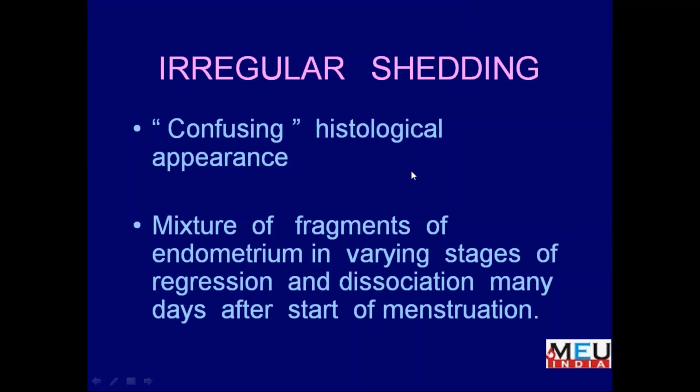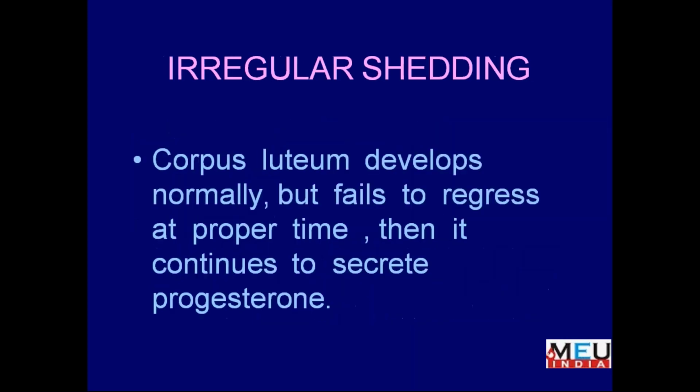Sometimes there is irregular shedding, and there is a confusing histological appearance, and this results in a mixture of fragments of endometrium in various stages of regression and dissociation, and many days after the start of the menstruation. The shedding continues for many days, and the corpus luteum may develop normally, but it may fail to regress at the proper time, and then continues to secrete progesterone even during the menstruation phase, causing a mess in the hormonal cycle, and there is irregular shedding.